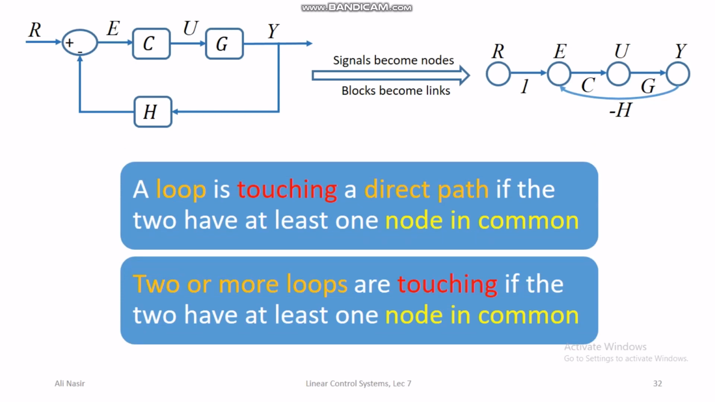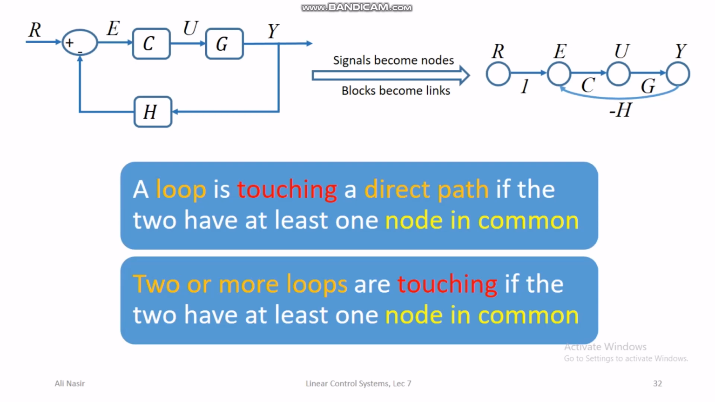A loop is touching. This is the language in signal flow graphs. A loop is considered to be touching a direct path if the loop and the direct path have at least one node in common. So in this case, there is only one loop and there is only one direct path. So both are touching because node E, node U, and node Y, three nodes are common in the loop and the direct path. Two or more loops in a signal flow graph are considered to be touching if they have at least one node in common.